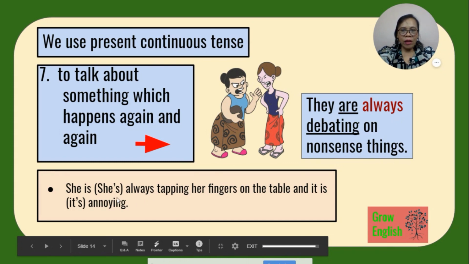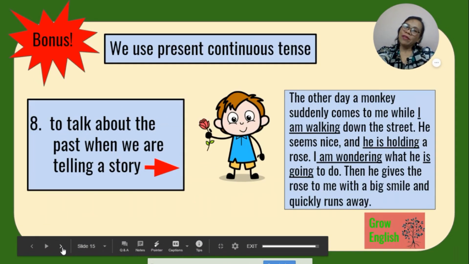What we have here as the example is "tapping" and "is annoying" for our verb phrase. All right, I hope this slide is clear to you. Now, I have here bonuses to give you on when to use the present tense.